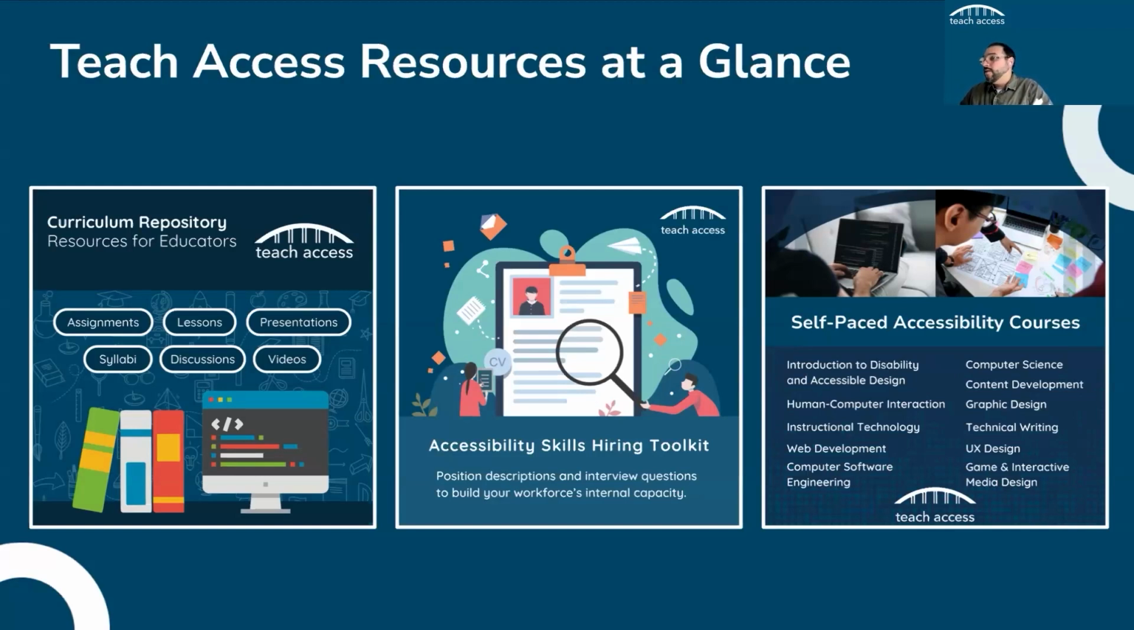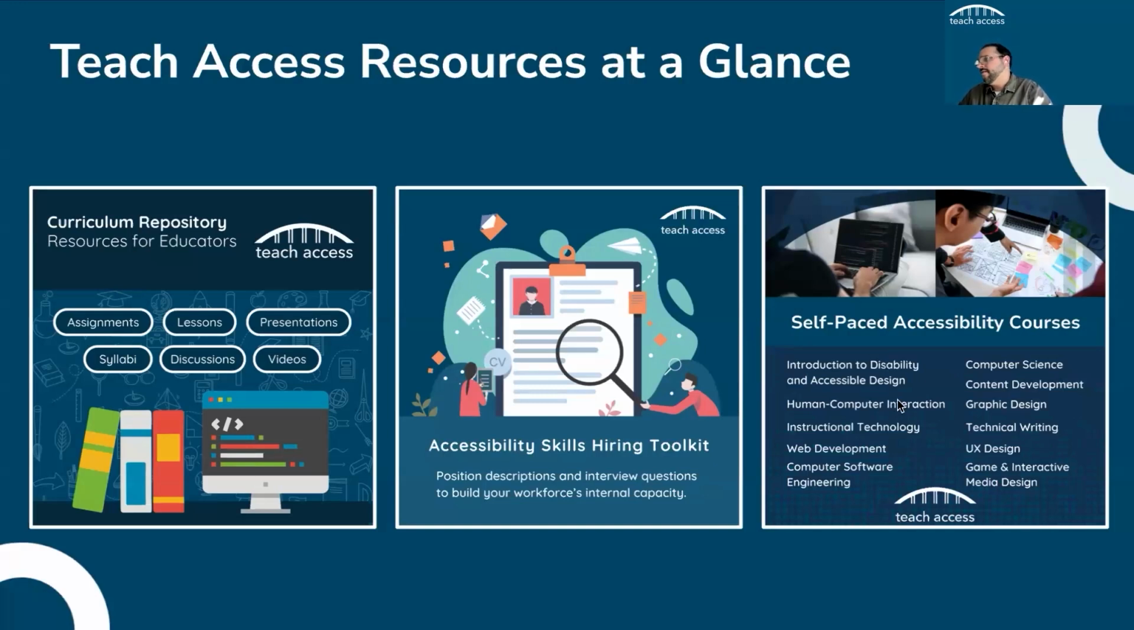Then we have the accessibility skills hiring toolkit. This is more industry facing, because we work a lot with industry, and it provides some examples of job descriptions and interview questions to build internal capacity with your workforce. It exemplifies what it would mean for a UX designer or a human resource specialist to have those accessibility skills, and what are some of the interview questions that you could ask a candidate applying for that position, to help organizations build that capacity internally.